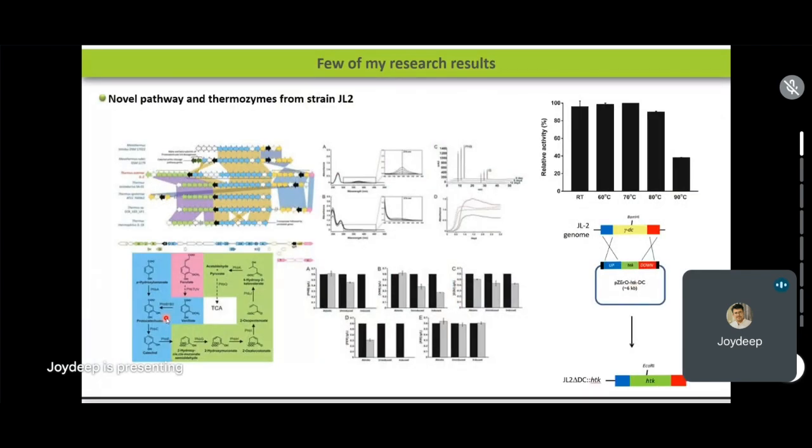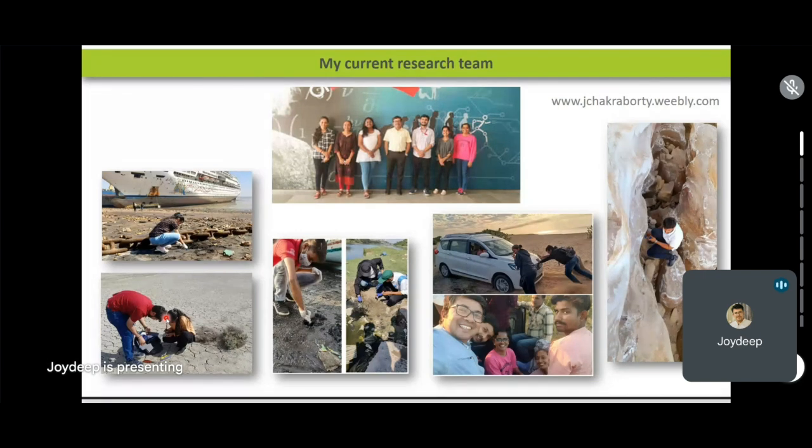So this was all, very briefly, what I've been doing in the last 20 years. I tried to complete that in 4 or 5 slides. This is my current research team. They are my research students, PhD scholars, and some master students also. I don't have images of my very recent students, and these are certain sampling images.